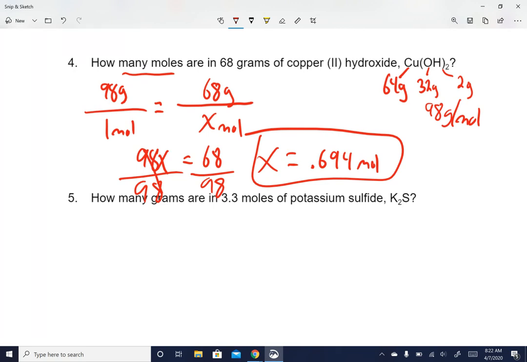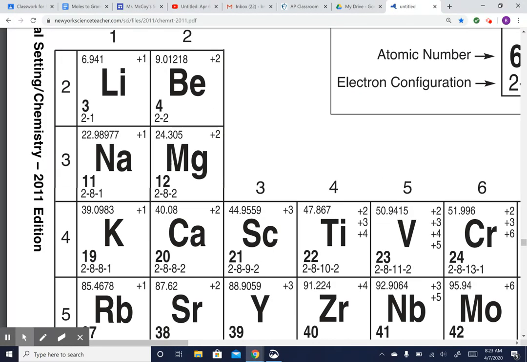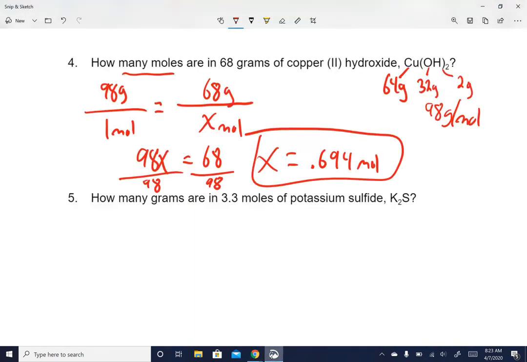Let me just erase this so it's not in the way. Here, I can make that smaller. So number 5, how many grams are in 3.3 moles of potassium sulfide? Same thing. Look up the K and the S, add them up. K is 39, so 39 and 39 is 78 grams for both Ks.